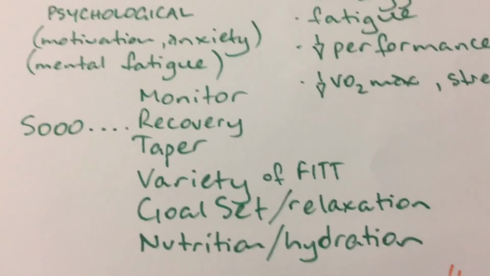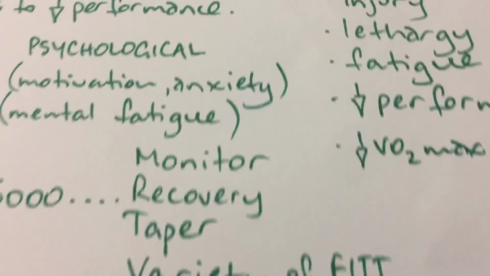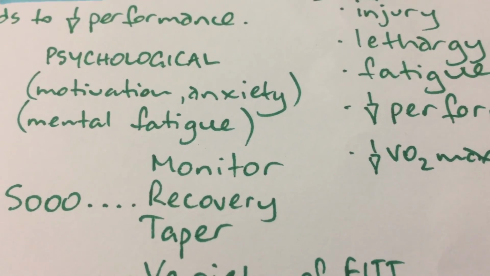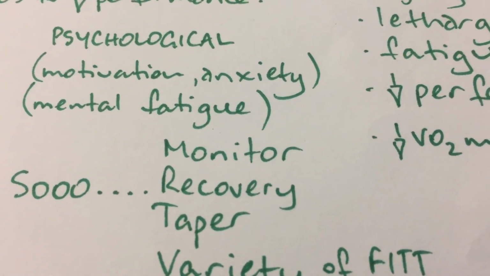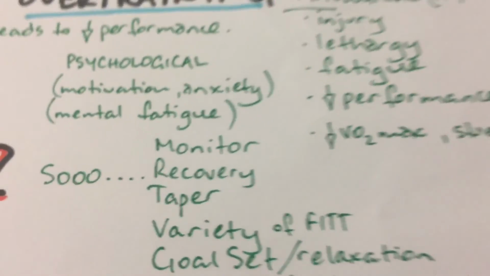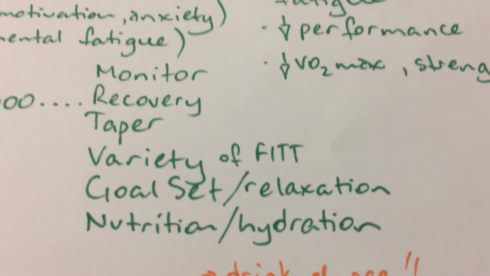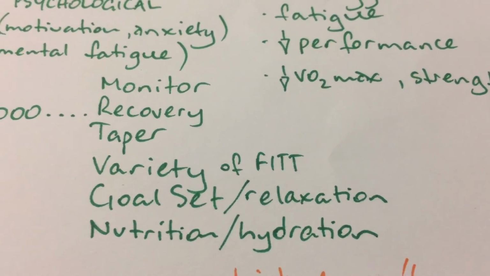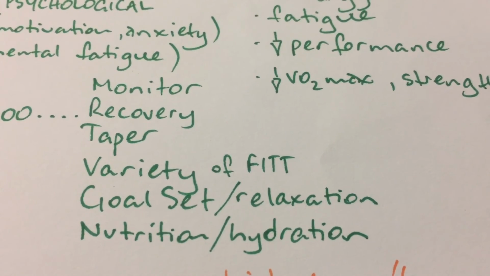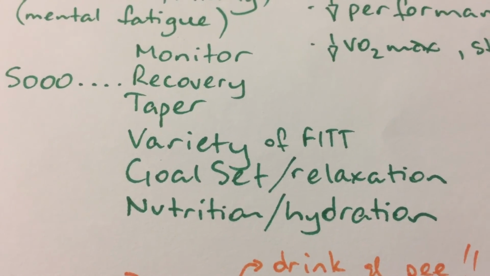So what do we do to ensure either that overtraining doesn't happen or to fix it if it does happen? We monitor our athlete. We take some biometric measurements so that we know, are they getting better or worse, more or less stressed? We allow them time to recover. We allow them time to taper before an event, and we plan that into our training sessions and our periodization. We use some variety. We vary the frequency, the intensity, the time, and the type of exercises to reduce the chance of overtraining.